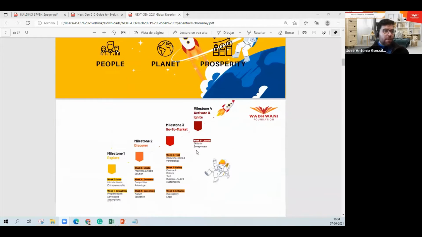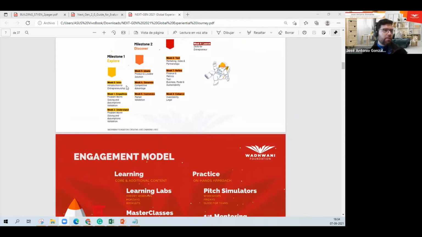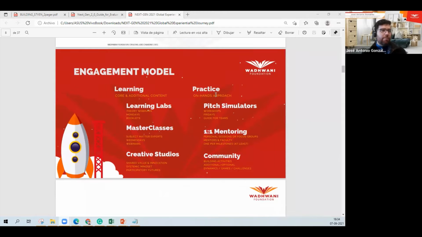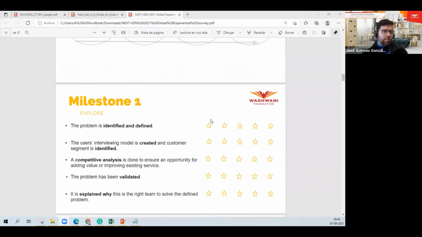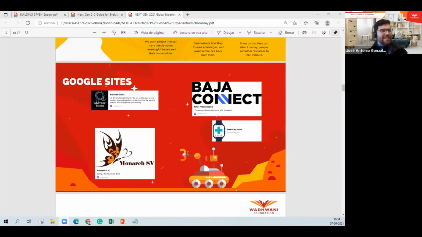And this will be the journey, very look-alike the foundational and advanced courses, with 4 milestones where the students present. This is the engagement model, giving them practice, pitch simulator, learning labs, master classes, and all. And then the milestones. Here it's what's included on each of the milestones, and this is the evaluation rubric that we will be reviewing shortly. These are the themes, but this is where I wanted to get.